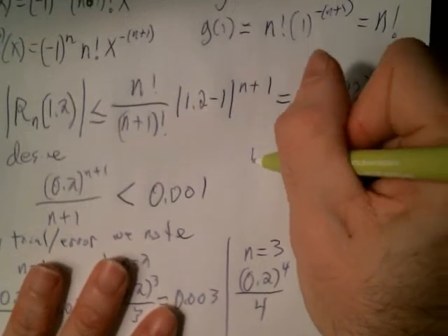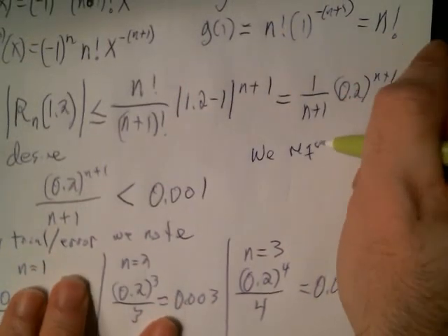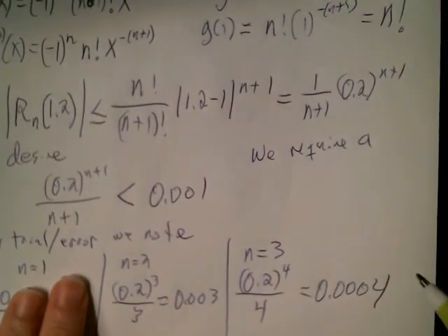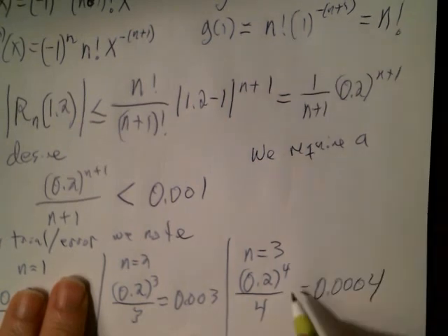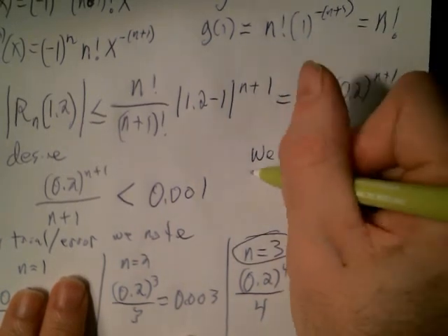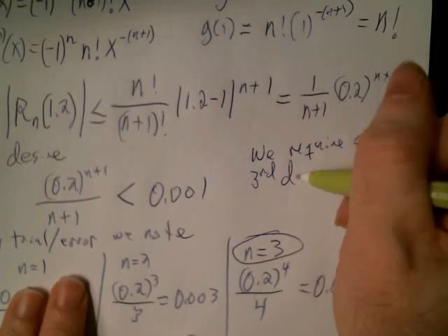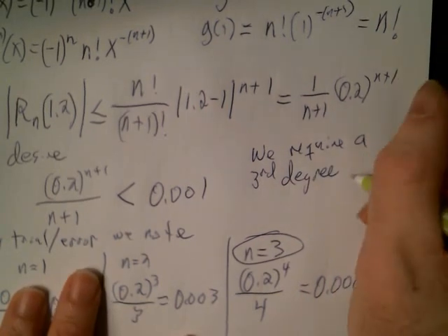So at the end, we require a third degree, we want n equals 3, third degree polynomial approximation.